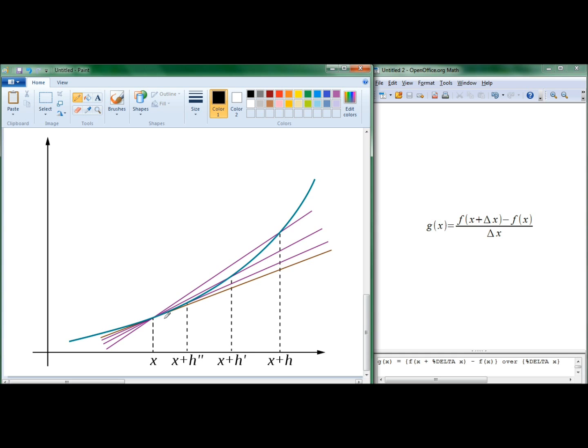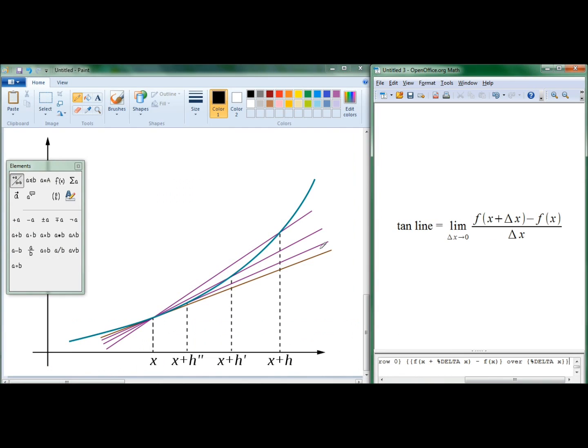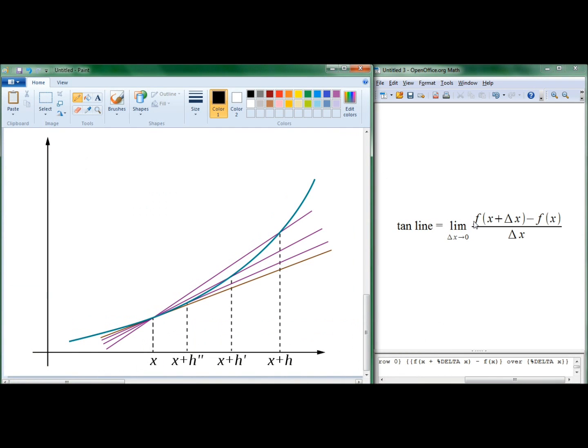Now let's make h so absurdly small that it's virtually 0. Now we have this new line. This is called the tangent line. So the tangent line, at any point, is equal to this rather familiar equation, as delta x approaches 0.